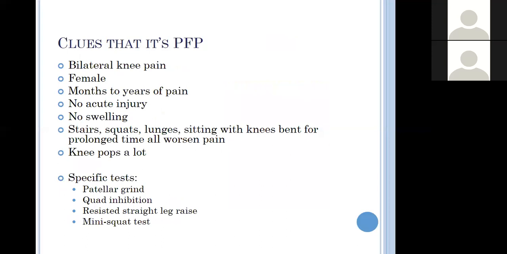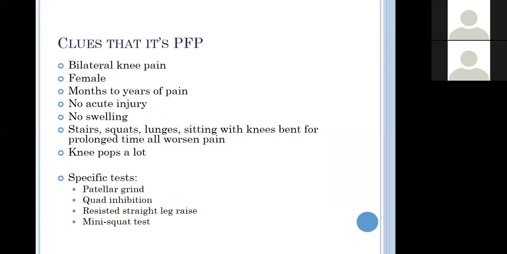So clues from your history that it's PFP: it is bilateral knee pain. Females, usually teenagers to 30-year-olds, have it the most. Months to years of pain, no injury with it, no swelling. Stairs, squats, lunges, sitting with the knees bent for a long time all worsen it, and they frequently say their knees pop all the time whenever they squat or go from sit to stand. So the specific tests that you're going to do are your patellar grind, your quad inhibition, a resisted straight leg raise, and then the mini squat.